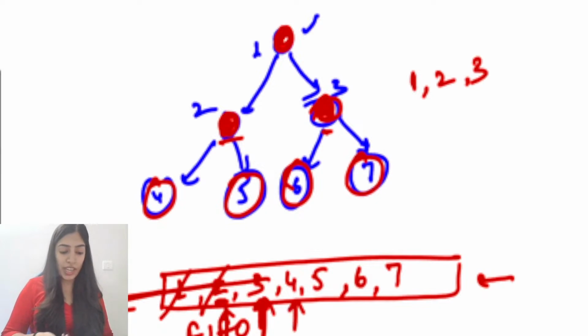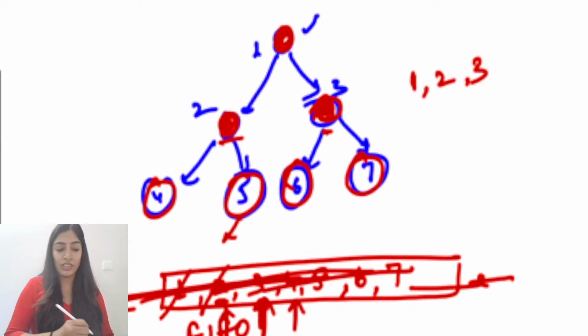Next, 4. There are no children of 4. If there were children of 4, I would have pushed them. But since there are no children, we are done with all the children. I'm going to pop it out. Similarly, 5, no children, I'm going to pop it out. 6, no children, pop it out. 7, no children, pop it out.